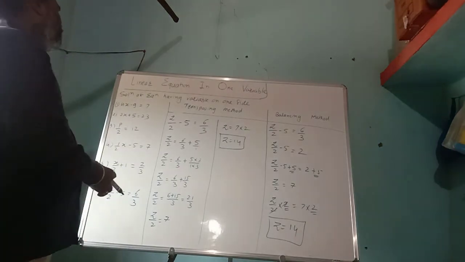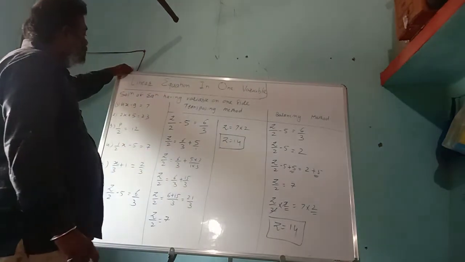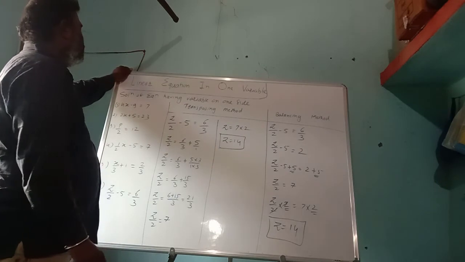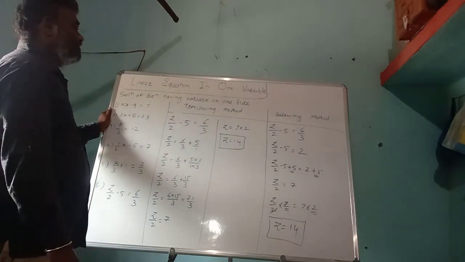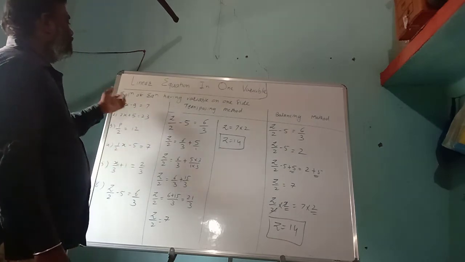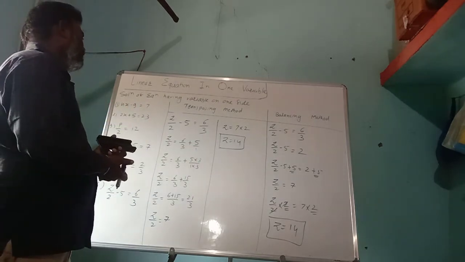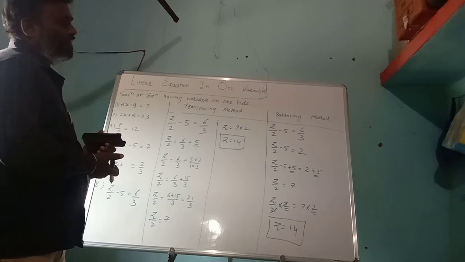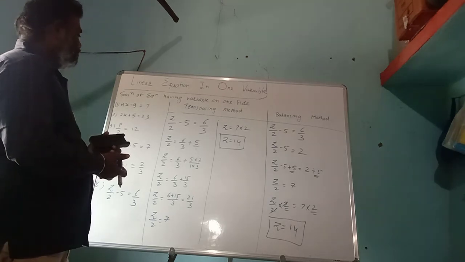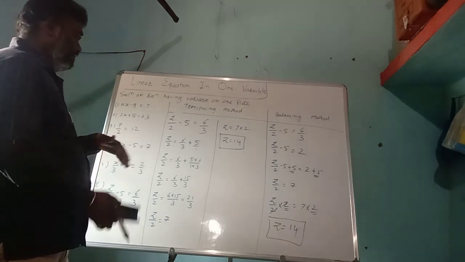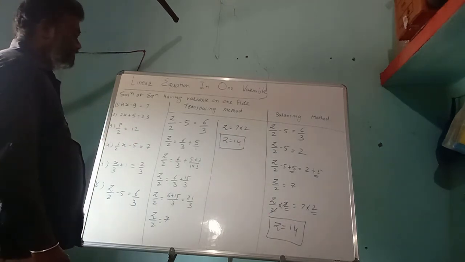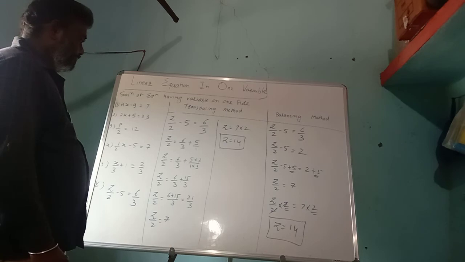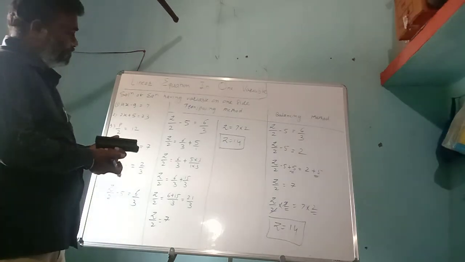In this way, up till now, we have used calculations for solving equations in one variable by the transposing method and the balancing method. We solved linear equations in which the variable is only on one side of the equation. Now, is it clear up till here?